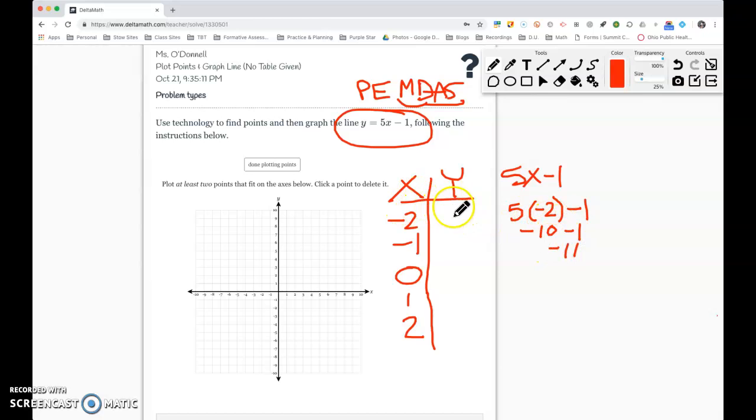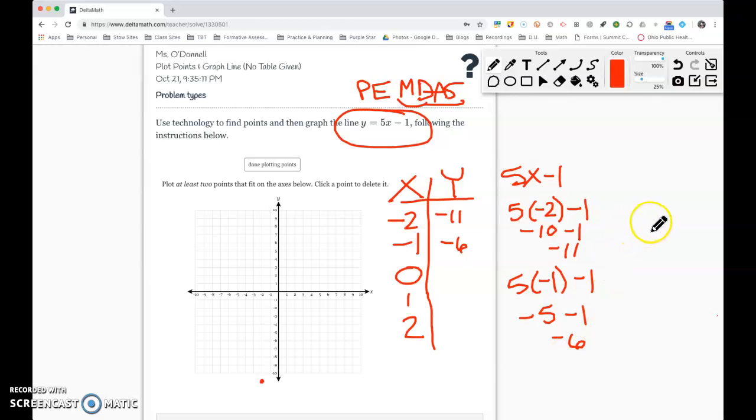I'm going to plug that right into my table so I can see that coordinate pair, negative 2, negative 11. I could go ahead and plot that point right now. Negative 2, negative 11 would be, I'm going to have to do a little estimating, probably about right there. Then I'm going to do the next problem. 5 times negative 1 minus 1. 5 times negative 1 is negative 5, minus 1 makes negative 6.